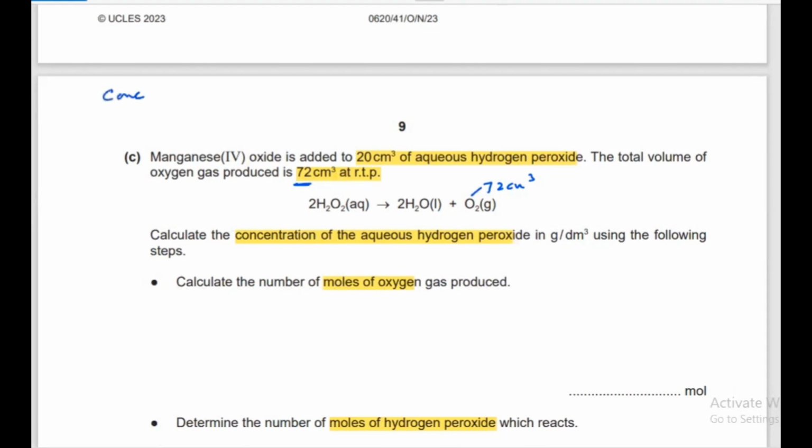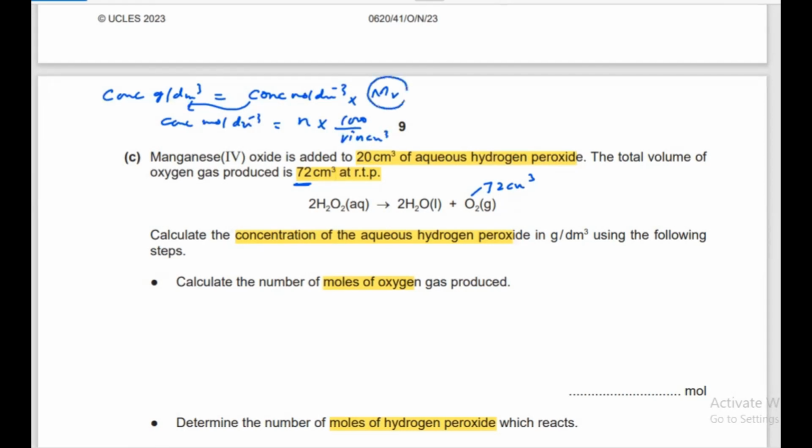Okay, now the concentration in grams per dm³ can be calculated if we have the concentration in moles per dm³ and multiply by Mr. The concentration in moles per dm³ has the formula: moles times 1000 divided by volume in cm³. And if we have the Mr and the concentration of hydrogen peroxide, then we can calculate the concentration of hydrogen peroxide in grams per dm³.